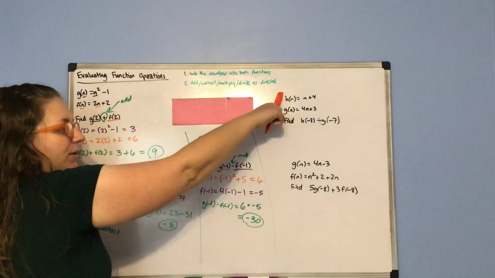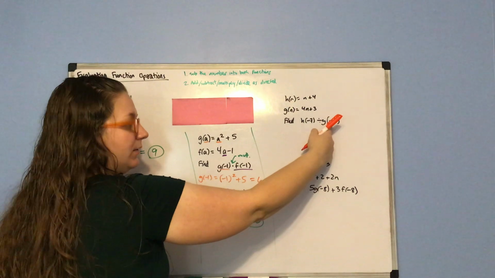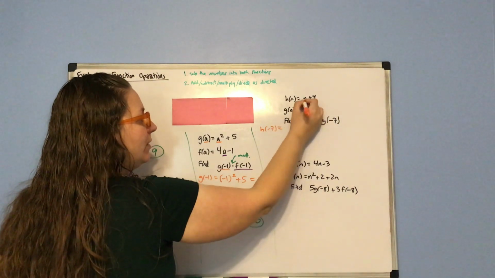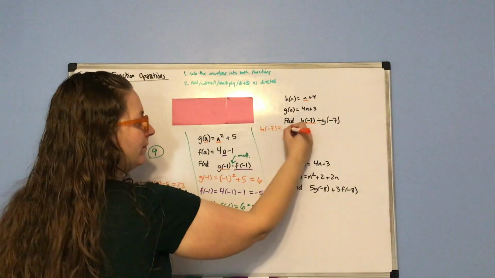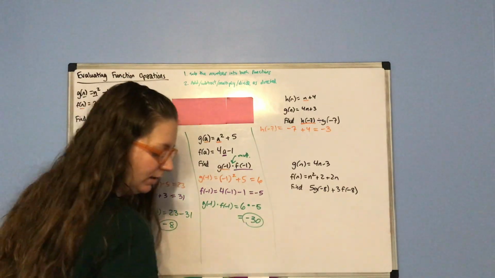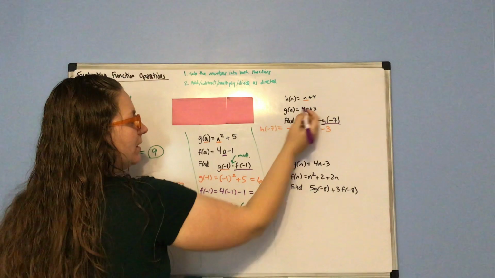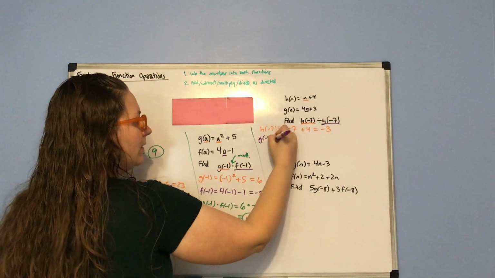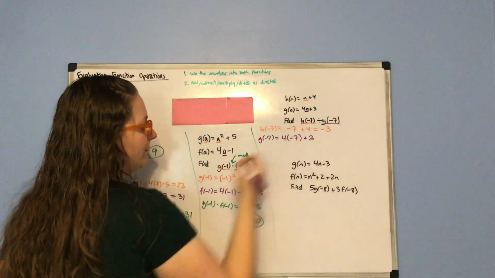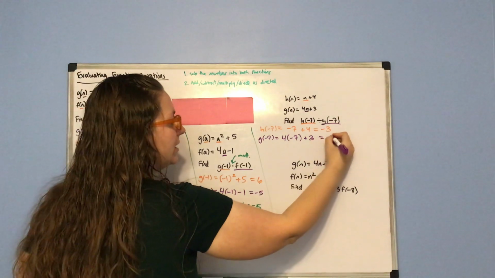This time we have h function, we have g function. They want us to find h of negative 7 divided by g of negative 7. Start with h of negative 7. Means negative 7 goes in for n. Negative 7 plus 4 is just negative 3. Pretty easy there. G of negative 7. So negative 7 goes here. This n here becomes negative 7 in parentheses. 4 times negative 7 is negative 28, plus 3 is negative 25.